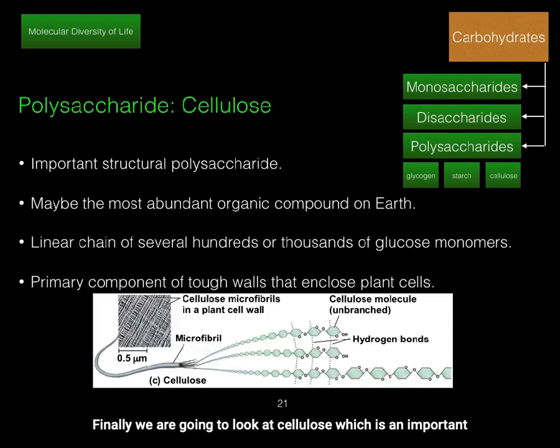Finally, we are going to look at cellulose, which is an important structural polysaccharide. It is one of the most abundant organic compounds found on Earth. It is a polymer of several hundreds or thousands of glucose molecules. Its primary function is structural support of plant cells.